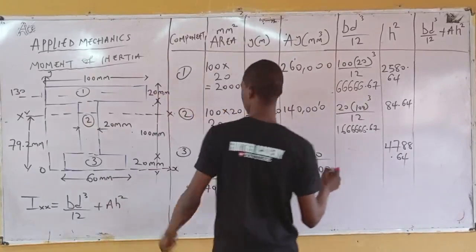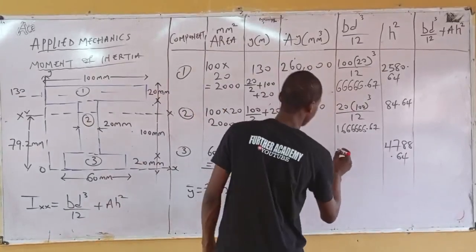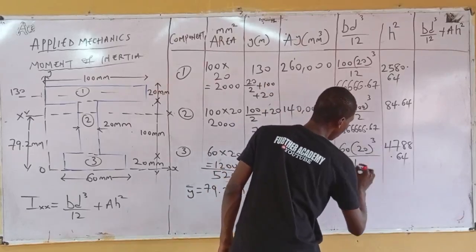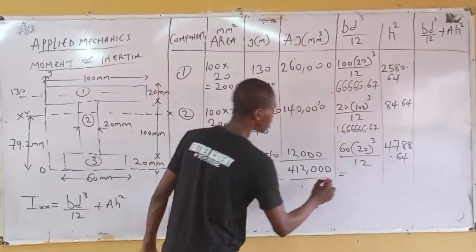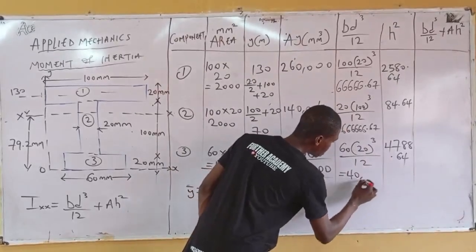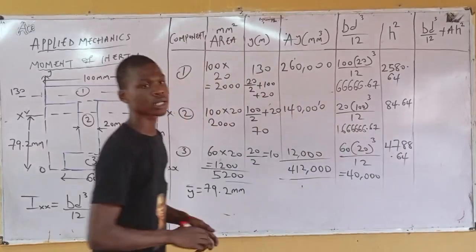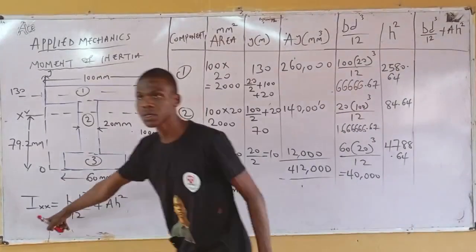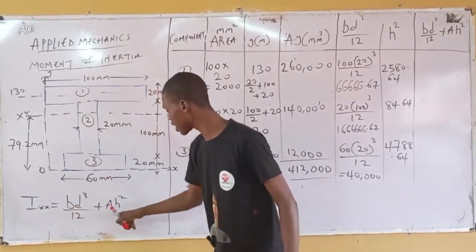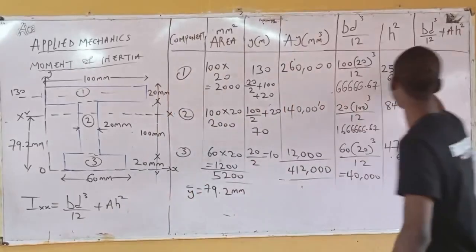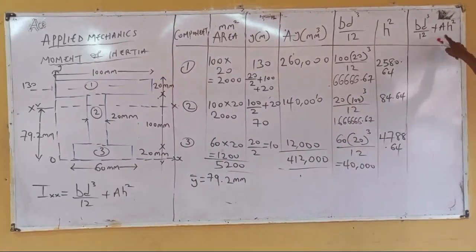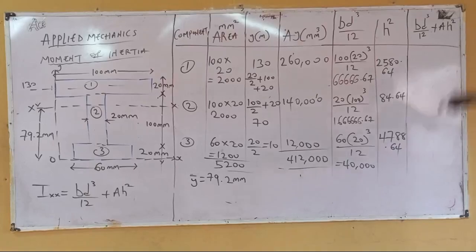That becomes what? Your breadth, depth. That's 60 all into bracket 20 cube divided by 12. What's the answer? 14,000. 40,000. Now, if you compare the value of this column and the value of this column, what's the moment of inertia formula? BD cube over 12 plus AH squared. Now, you need to solve this for each component. Meaning, the AH squared of component 1, AH squared of component 2, AH squared of component 3.